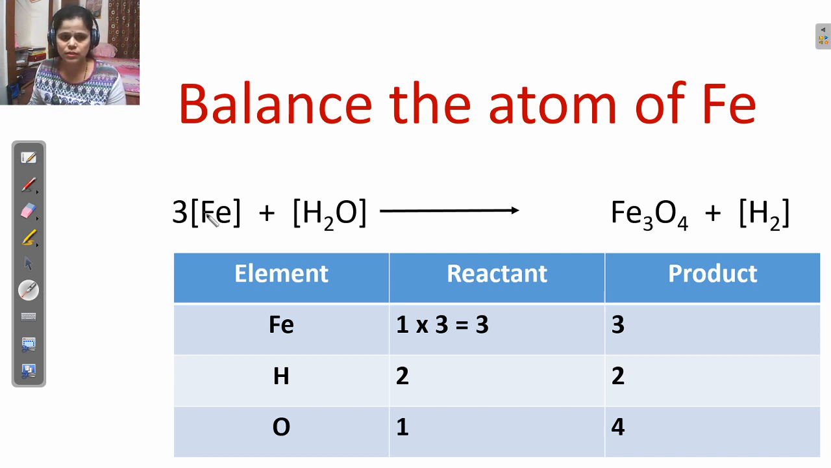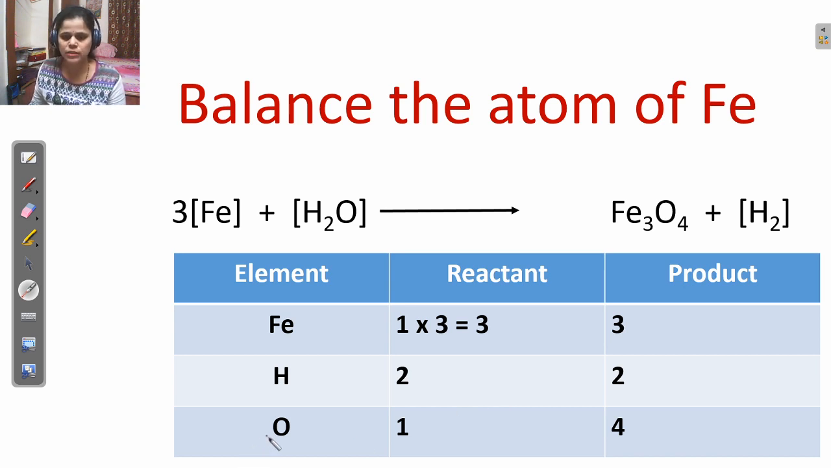So we'll write down 3 here. That means the number of atoms of the Fe 1 into 3 equals 3 and Fe3, that means 3. So iron is balanced now. Okay, now the next element is hydrogen. 2 equals 2. Hydrogen is balanced now.